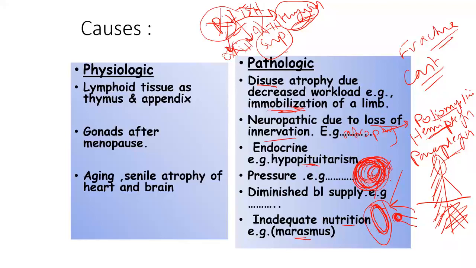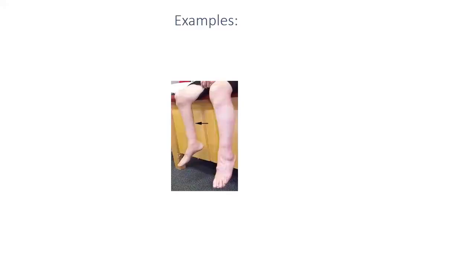cases of marasmus. If you look for examples, look at this. This is the example we have seen in the match question before. This is atrophy of this limb as a result of poliomyelitis. And what kind of atrophy is it? Physiologic or pathologic? Of course, it is pathologic. What is the cause? The cause is neuropathic due to loss of the nerve supply to this muscle.